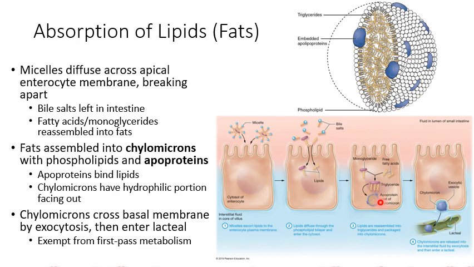Then the chylomicrons will leave the cell on the basal surface by exocytosis and enter a lacteal lymphatic vessel. And once you have those chylomicrons in the lymph of the lacteal, now it's called chyle.